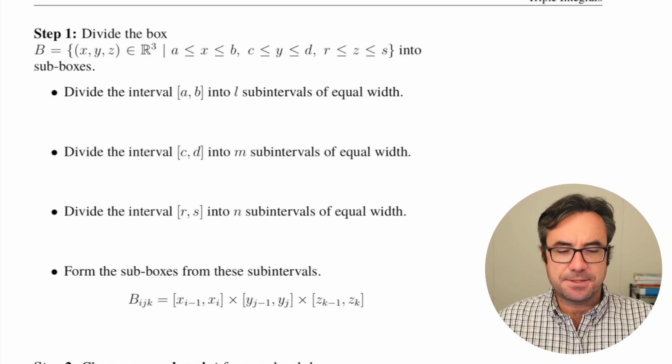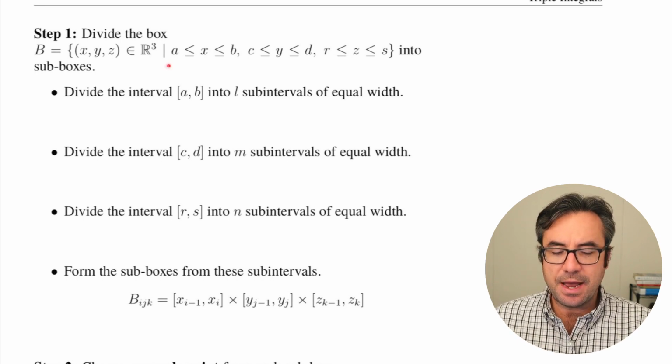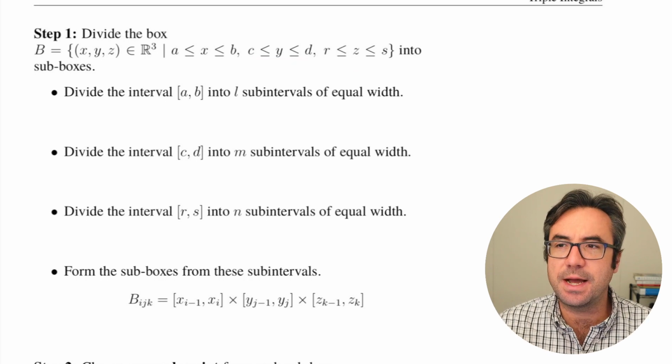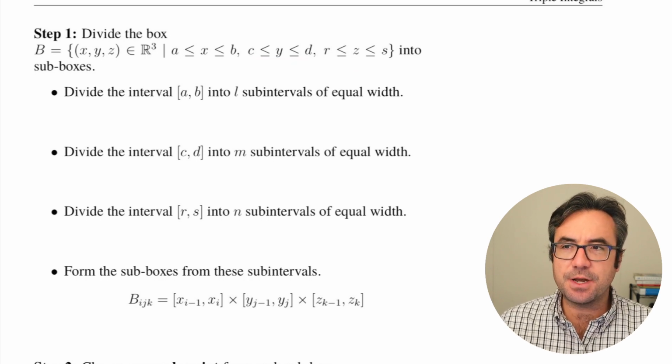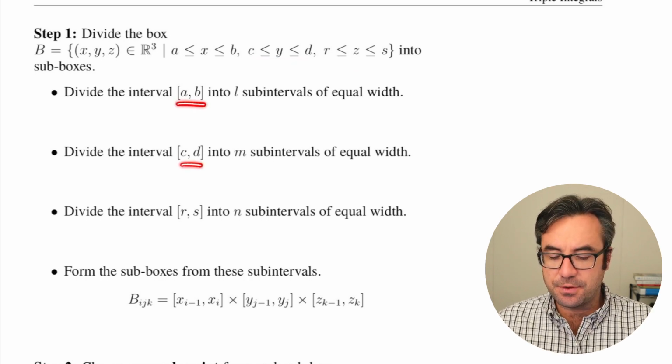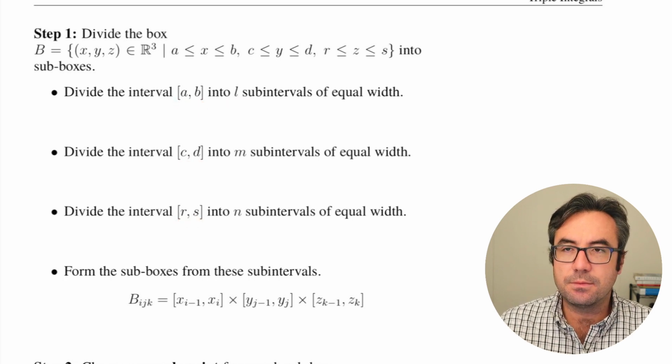So the idea here is to go into a little bit more detail. We have our three-dimensional box here. We have each of these inequalities for x, y, and z. And just like we did for double integrals, we're going to divide each of those intervals up into small little subintervals of equal width.